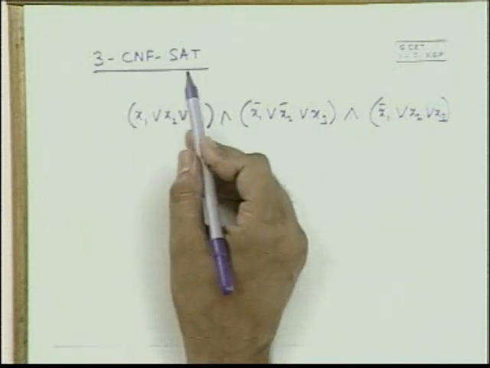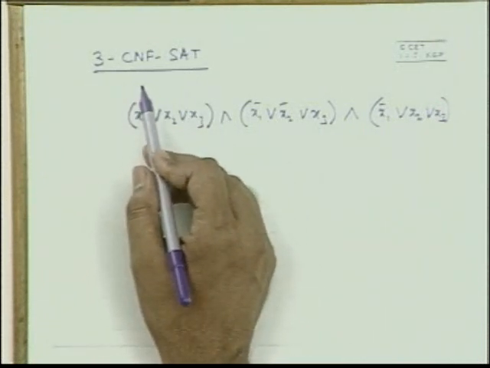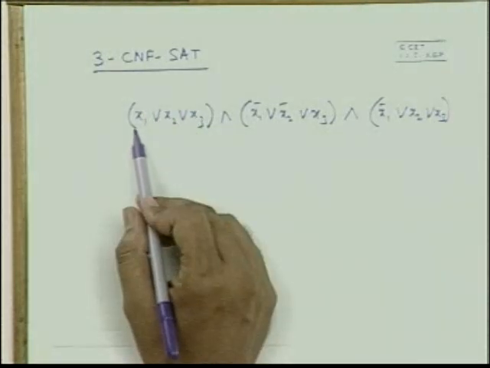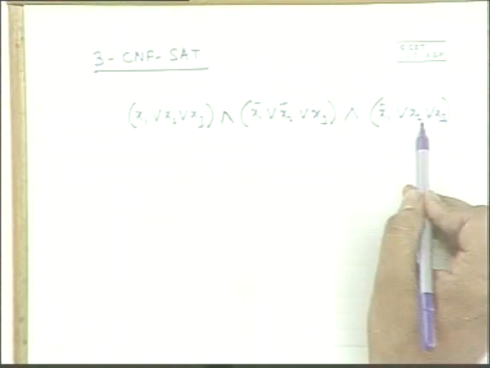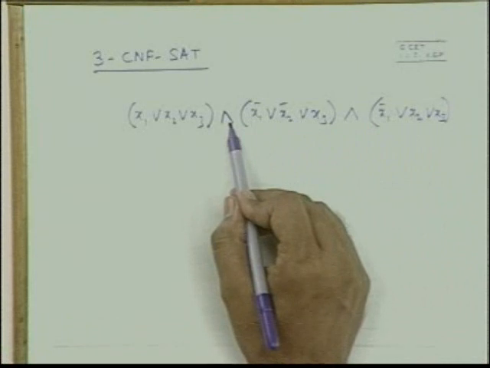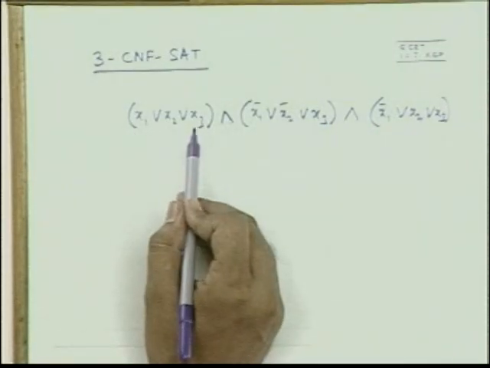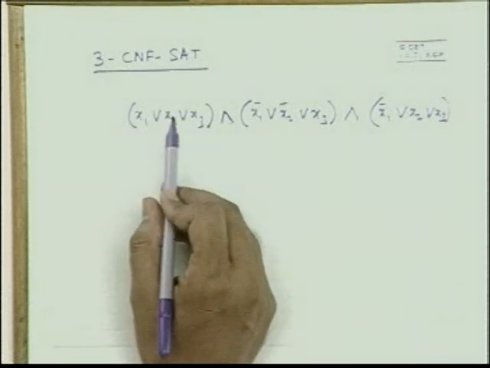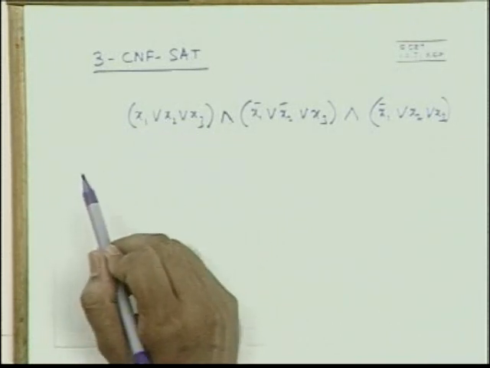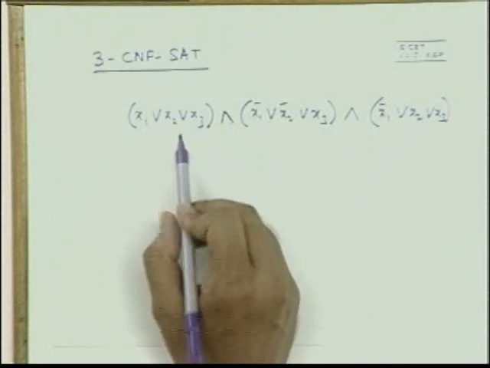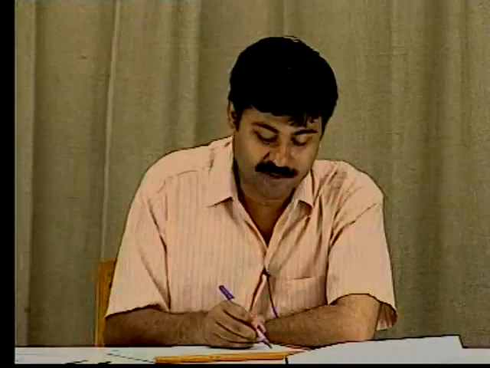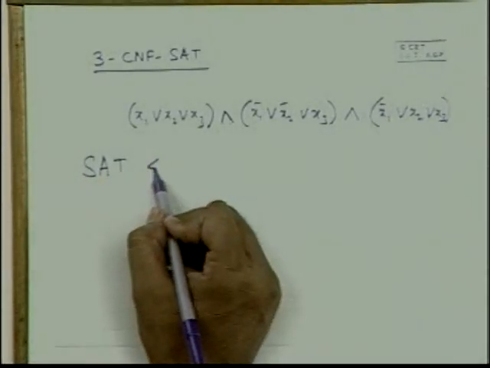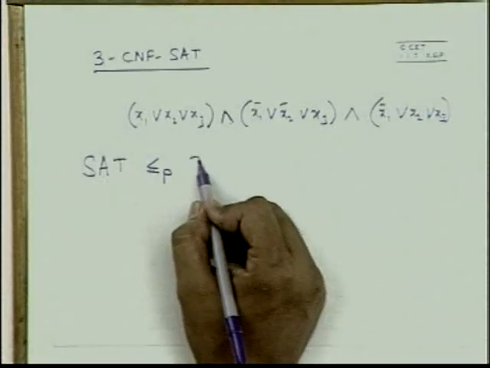So the form of 3CNF SAT formulas is like this. It's a collection of clauses separated by AND operator, and each clause consists of three literals which are separated by OR operators. Every Boolean formula can be converted to this form, and this conversion can be done again in polynomial time. So what does it mean? The problem SAT can be reducible in polynomial time to the problem 3CNF SAT.